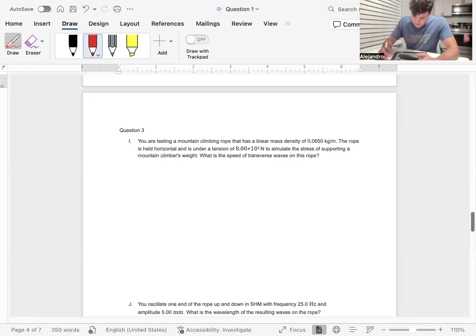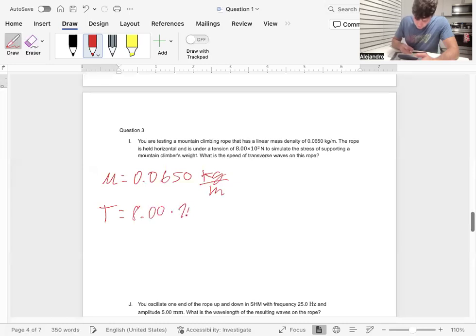We are given the linear mass density, which is 0.0650 kilograms per meter. Tension is also given to us, which is 8.00. And we need to get the speed of transverse waves on this rope. The formula for the transverse waves on this rope is speed equal root of tension over the linear mass.